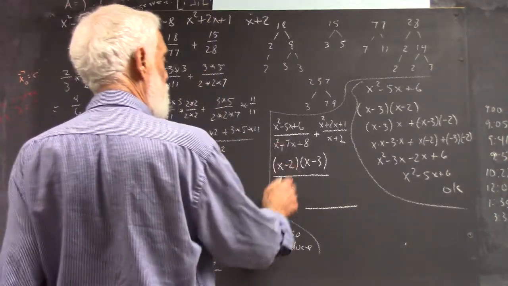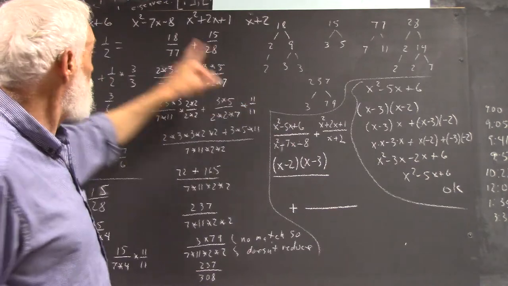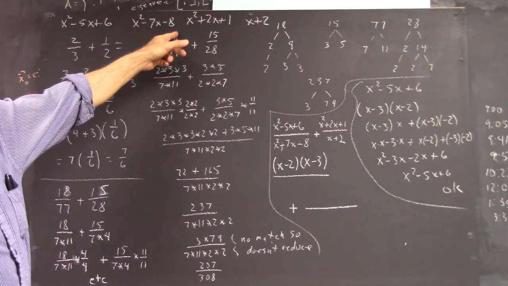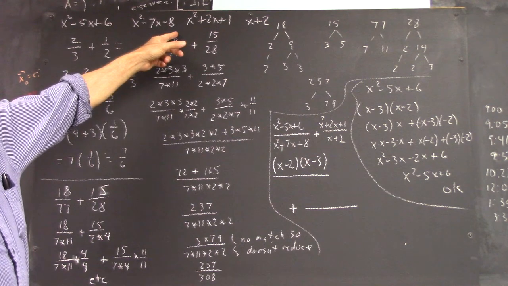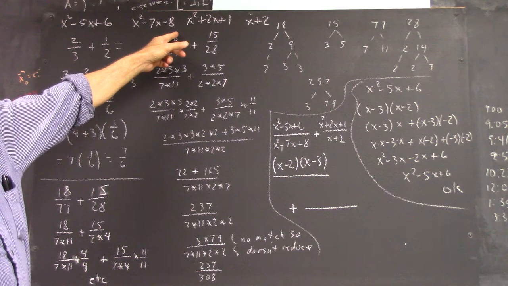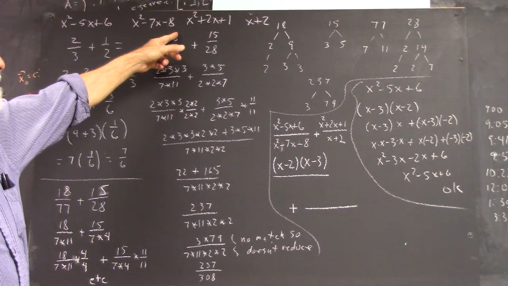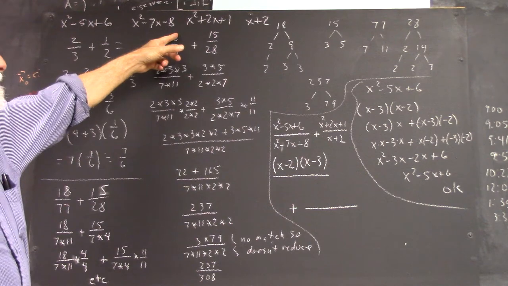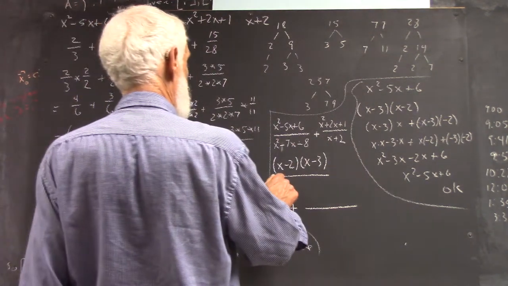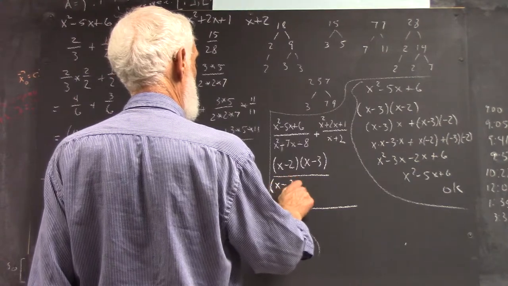Now, the denominator here, how does this one factor? X squared minus 7x minus 8. What's that? Isn't that x minus 8 times x plus 1? Are we doing the second one, the one you gave us today? I think that's... It's x minus 8 times x plus 1.